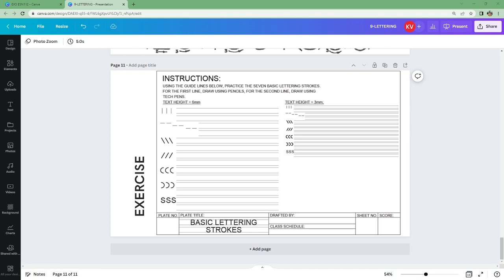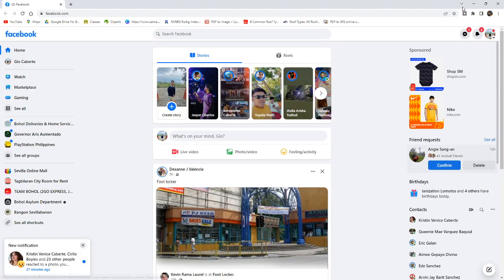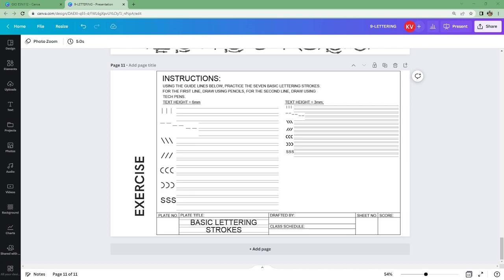I think I posted it, no? Sir, we were absent last meeting and we did not know about the materials. I think I posted it on our messenger. I posted on the messenger. I think I posted the slides on the messenger. The Canva link is what I posted. Ay, it's not there.